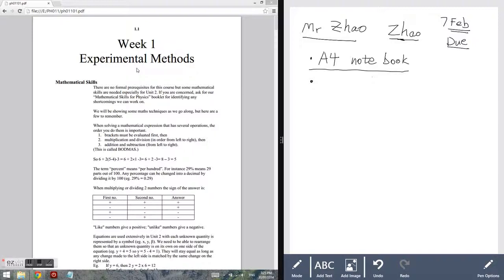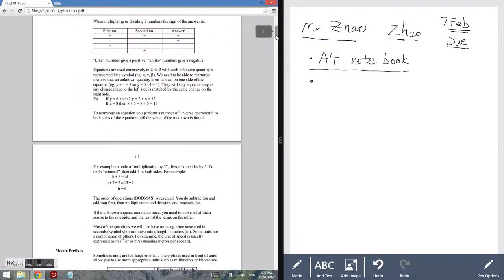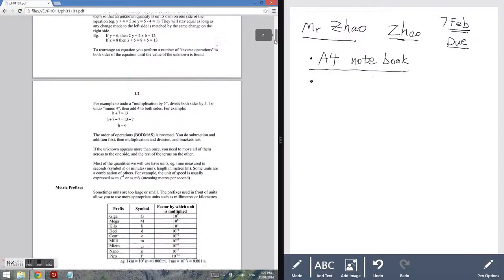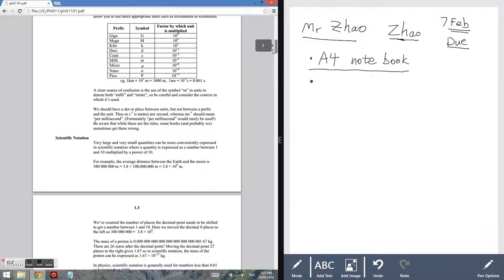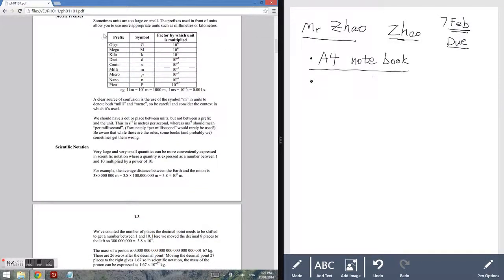Week 1 is about experimental method. It's basically background information. If you have a look, it's about mathematical skills you learned in year 10, so most of you should be able to do all of this. The only important thing is that I need you to copy this table into your notes.